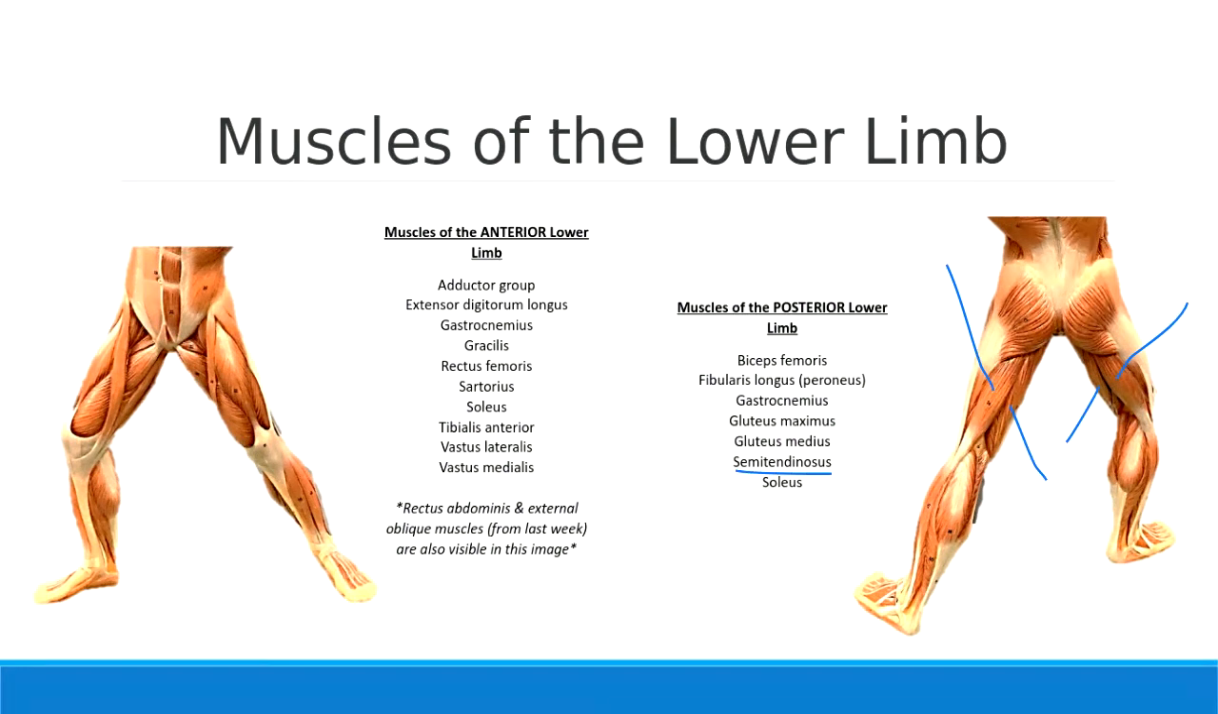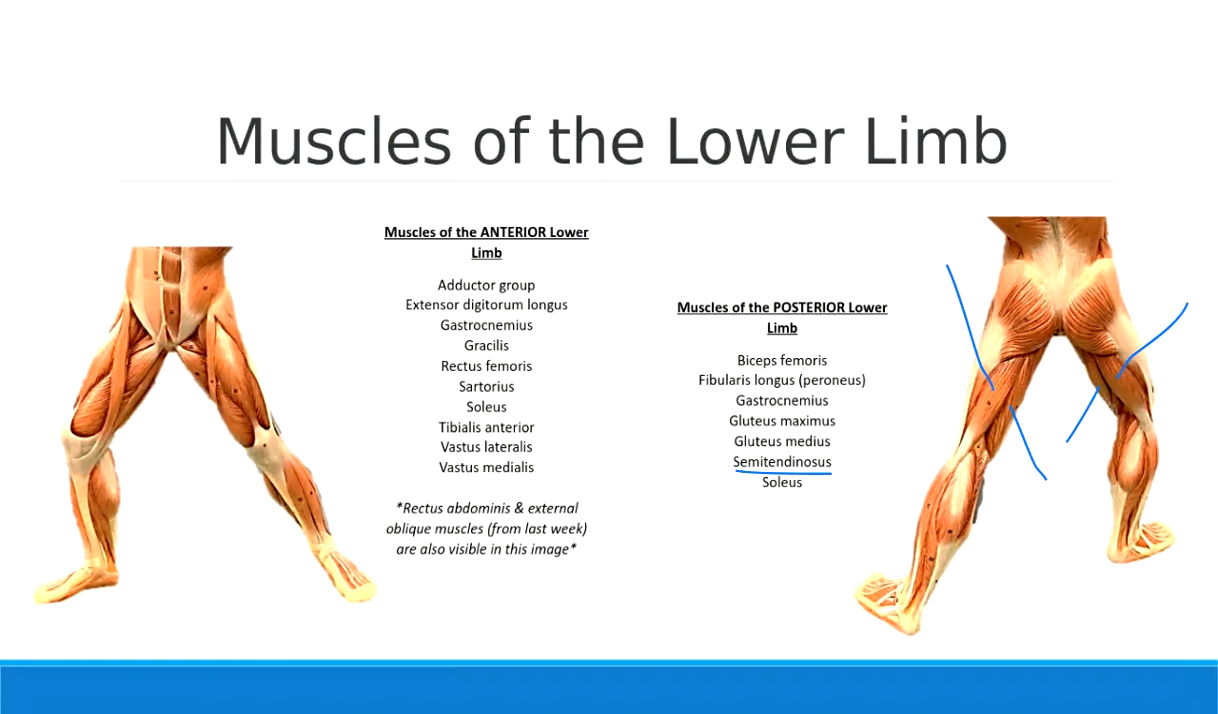So let me pull up muscle man again. When we look at the side of muscle man, I'll try to make sure we're in the right place on the camera here. On the back side of the muscle man, the two big ones that you see, the medial one is semitendinosus. The lateral one is biceps femoris.